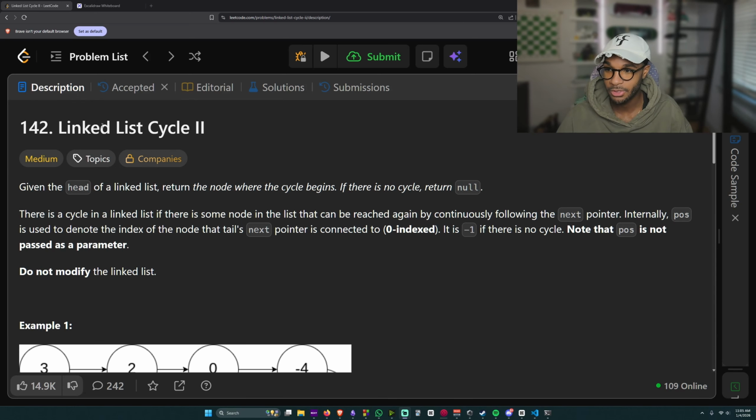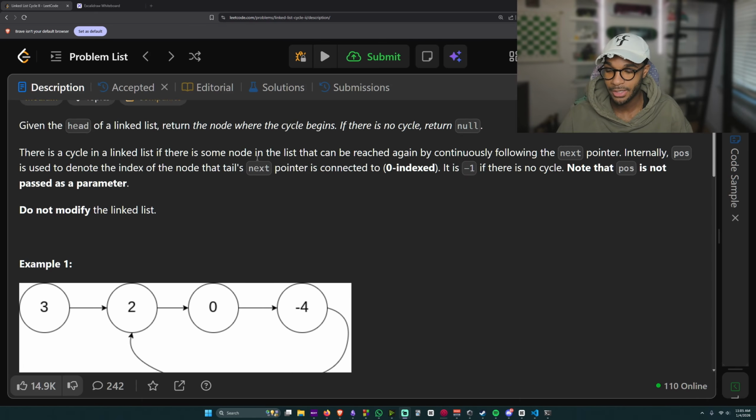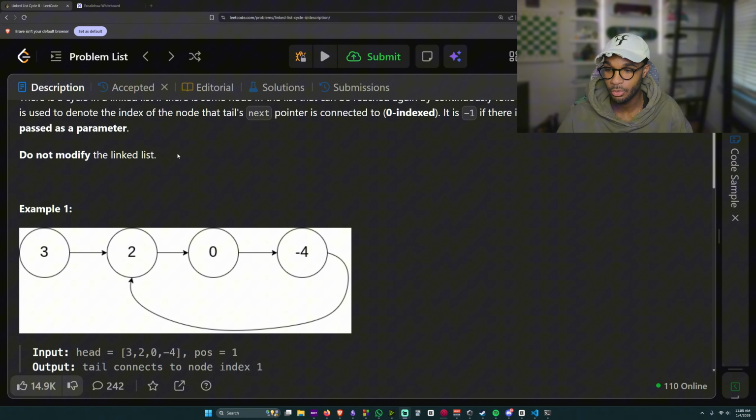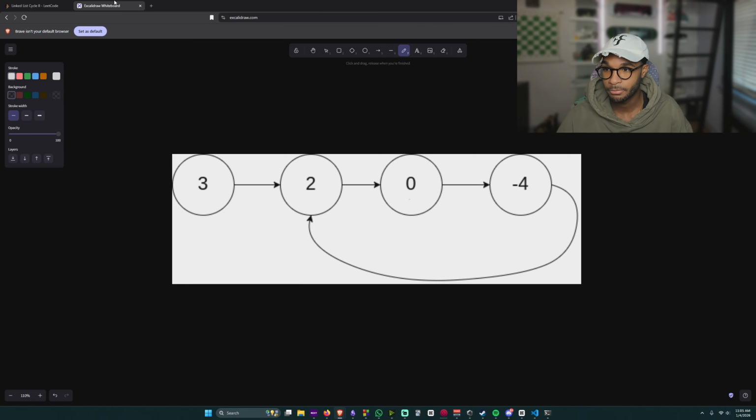All right, hello everyone. Today we're solving LeetCode 142, Linked List Cycle 2. The question statement says that we have to return the reference to the node that starts the cycle in the linked list. And if there is no cycle, return null.